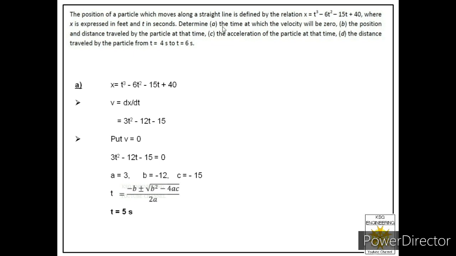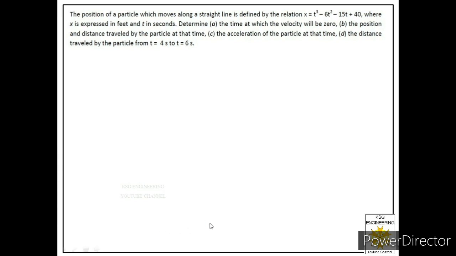In the B part we have to determine the position and distance traveled by the particle at that time, which means at time equal to 5 seconds. So let us see how we can solve B part. We have to find the position at t equal to 5 seconds. The equation of position is the one given in the question. So to find the position of the particle at t equal to 5 seconds, we put the value of t equal to 5 in this equation.